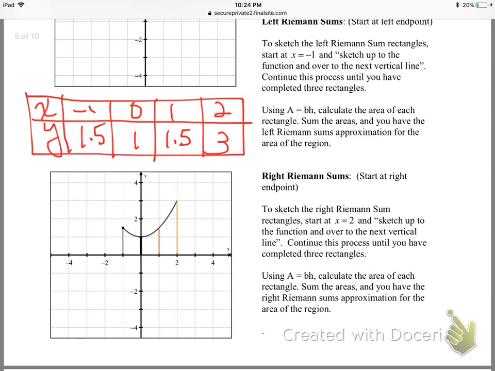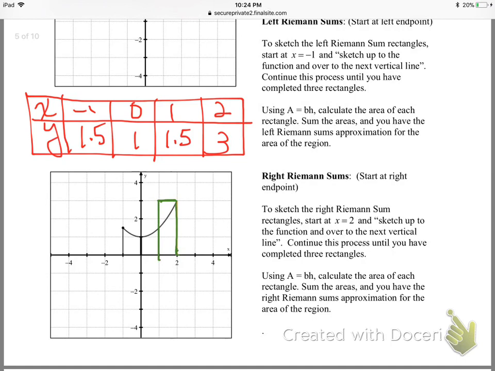Alright, what I've done for us is I've copied the table to this next slide, because I want to do right Riemann sums using the same table that I used for left Riemann sums. Okay, so right Riemann sums, as you can probably guess, we're going to start at the right endpoint. We started at the left endpoint last time, so let's do it in green. If I start at the right endpoint, it's this endpoint right here. I hit the curve, and I go over to the next x increment, and I come down. That's my first rectangle.